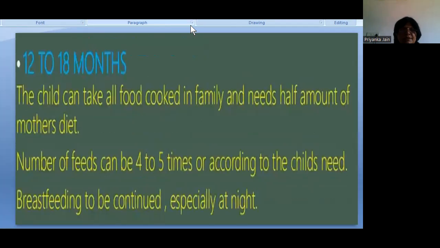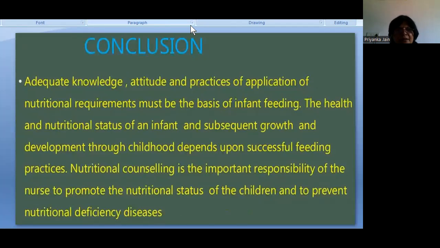and to prevent nutritional deficiency diseases. At 12 to 18 months, the child can take all foods cooked normally and needs half the amount of the mother's diet. The number of feeds can be 4 to 5 times according to the child's need, but breastfeeding is still to be continued at night.